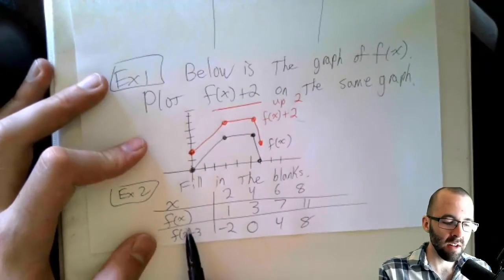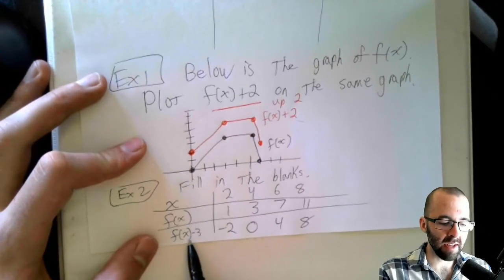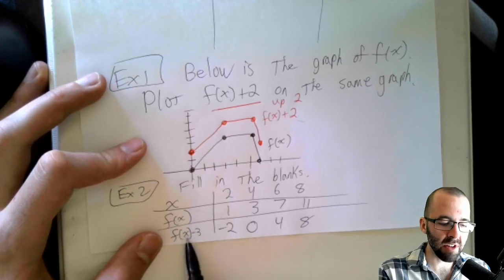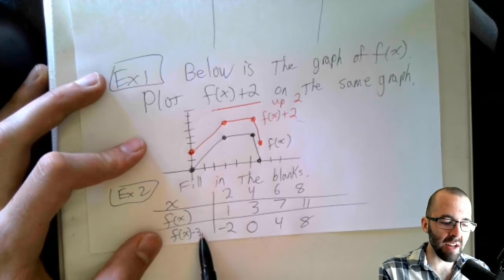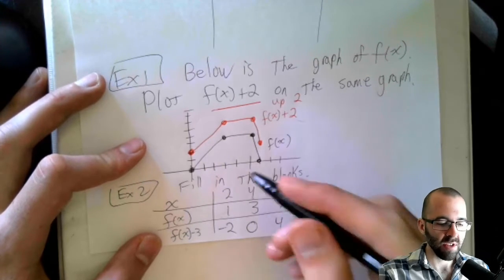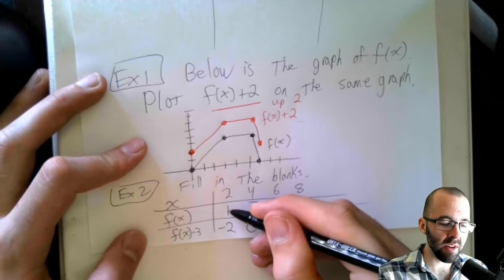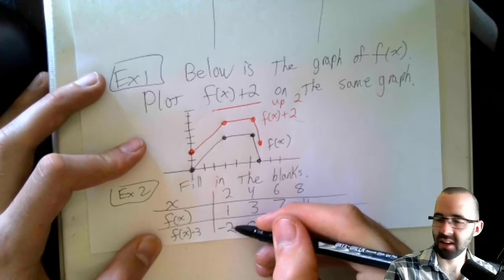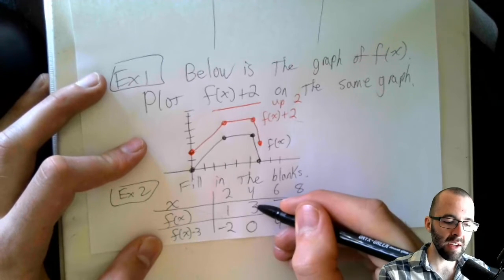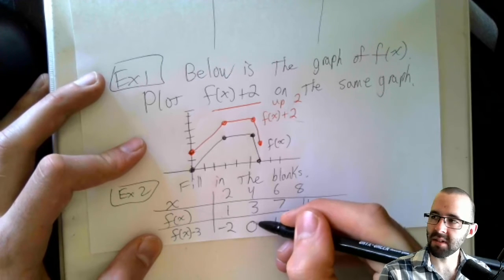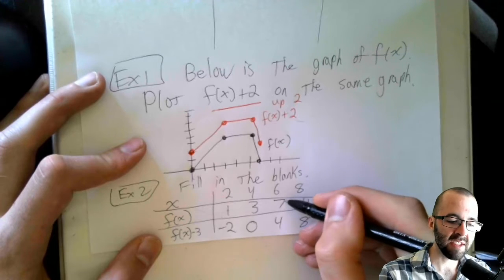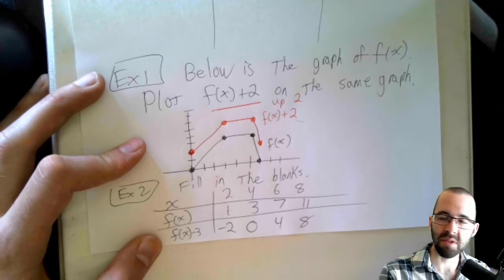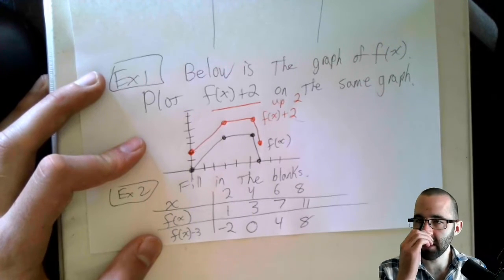So over here, f of x minus 3 says we take the function f of x and shift it down 3 units. So if the f of x is 1 right here, then to shift it down 3 units, it needs to move to negative 2. If it's 3, down 3 units goes to 0. If it's 7, down 3 units goes to 4. All right.